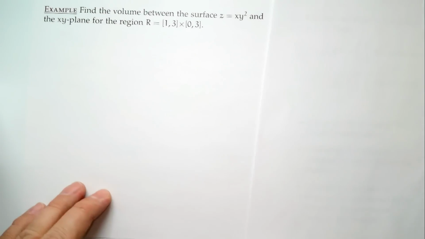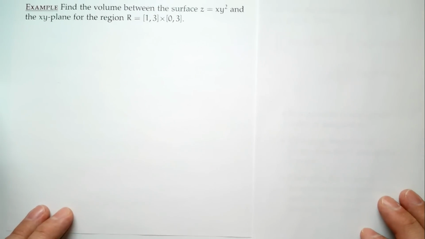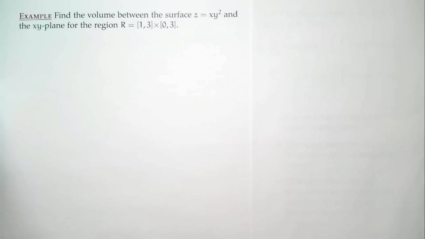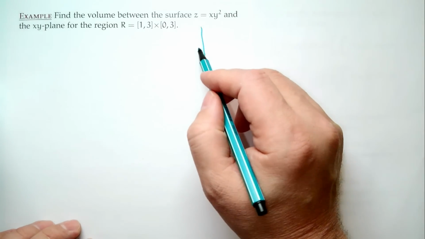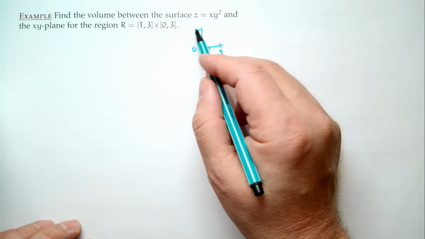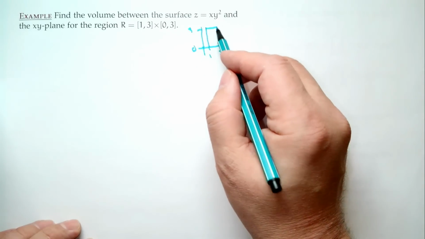So let's try this out. Find the volume between the surface z equals xy squared and the xy plane for the region R, which consists of x going between 1 and 3 and y going between 0 and 3. So, what do we do? Well, our region here is a pretty simple region, goes from 1 to 3 and 0 up to 3. So there's our region.